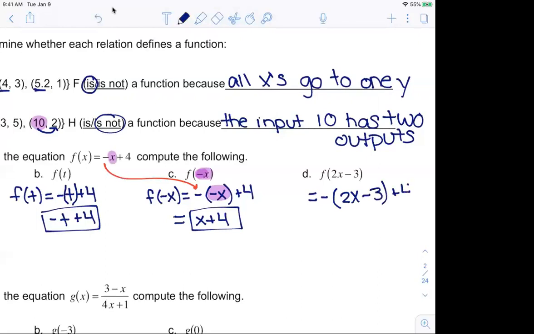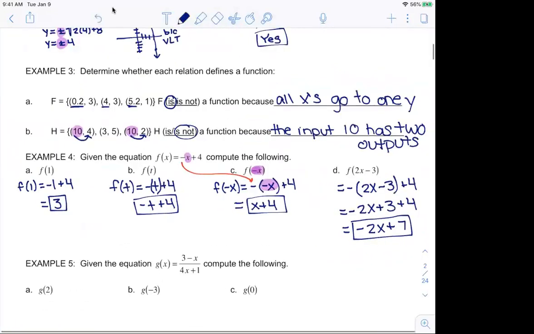And then I have to add 4 to it. So you have to simplify. That's going to give me -2x + 3 because I have to distribute my negative sign. And then I'm going to add 3 + 4, and that gives me -2x + 7. That is my simplified answer.